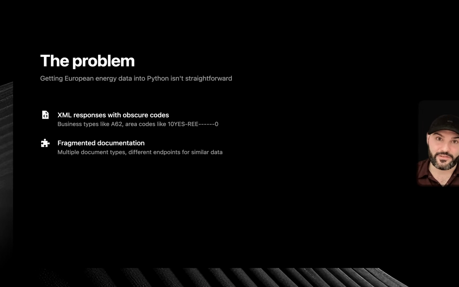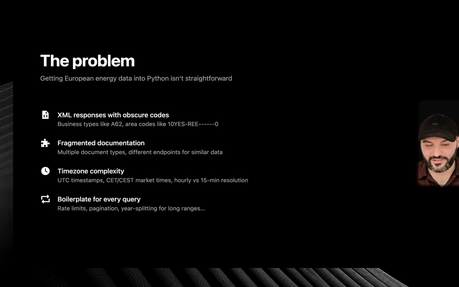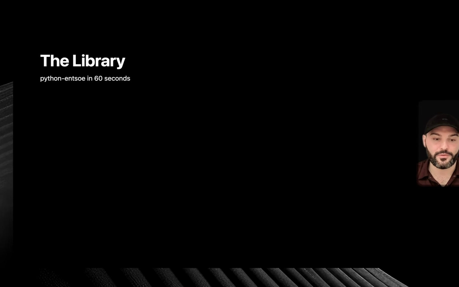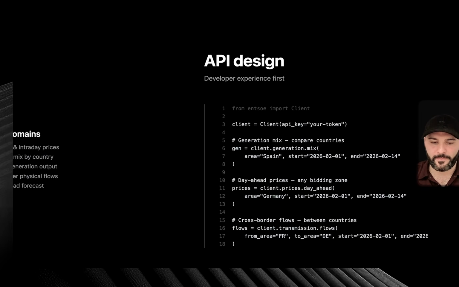The documentation has been greatly improved, although it's a bit fragmented from my point of view. There are time zones, rate limits, pagination, and all of that can be handled through the Python library, which in very few lines of code we can have. The data domains we've got are day-ahead, intraday, prices, generation mix by country, per plant generation, and cross-border flows. There are many things that we can query with this library.